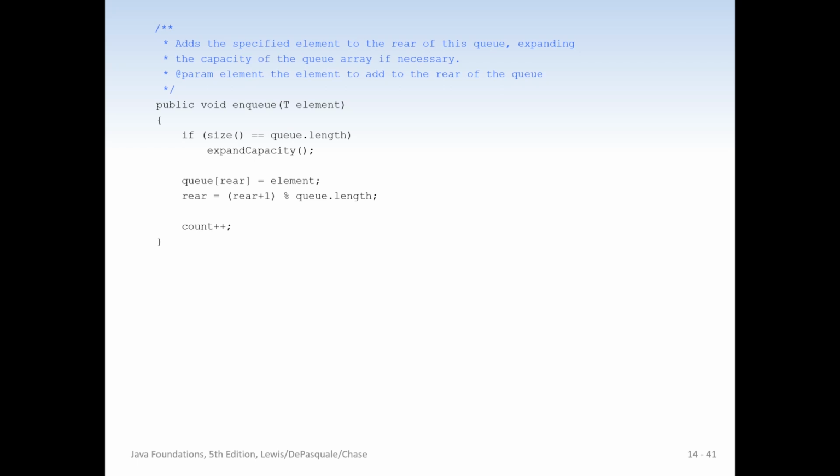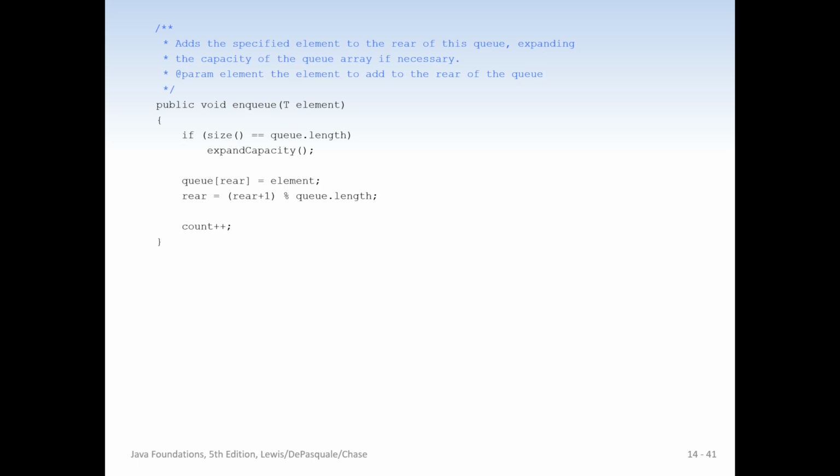So if rear plus 1 is less than queue length, this is just going to return rear plus 1. But if rear plus 1 is equal to the queue length, it's going to return 0. Okay? So hopefully that makes sense. If rear plus 1 is strictly less than the queue length, it's going to return rear plus 1. If it's equal to the queue length, it's going to return 0.